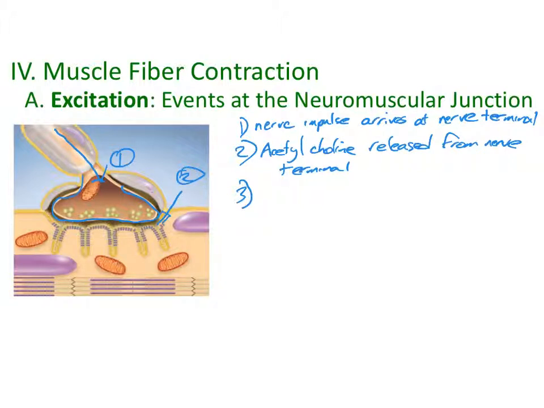Third step, acetylcholine diffuses across the synaptic cleft. So you can abbreviate acetylcholine ACH, diffuses across synaptic cleft. So 3 is this movement.